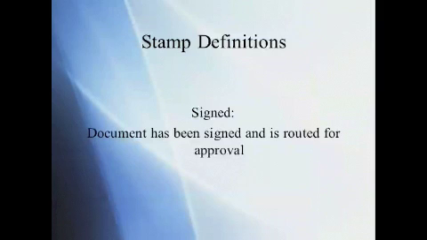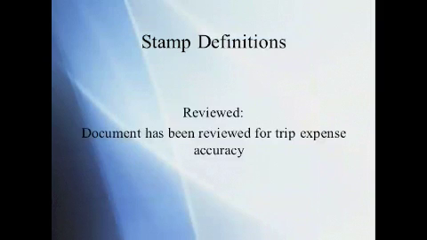Signed. This means the document has been signed and is routed for approval. When you sign a document, it sends it from your queue to the next person in the routing chain. And the next person in this routing chain is reviewed. Reviewed means somebody higher than you has reviewed the trip for expense accuracy. They've reviewed it also for supporting documentation, making sure that you faxed in the airline, lodging, rental car receipts, and any receipts over $75 where expenses has been claimed.